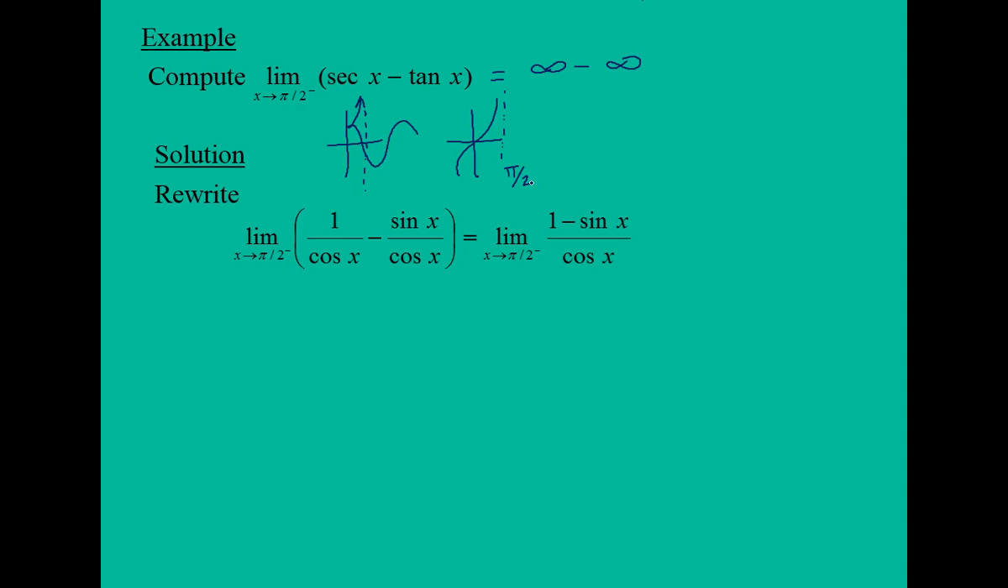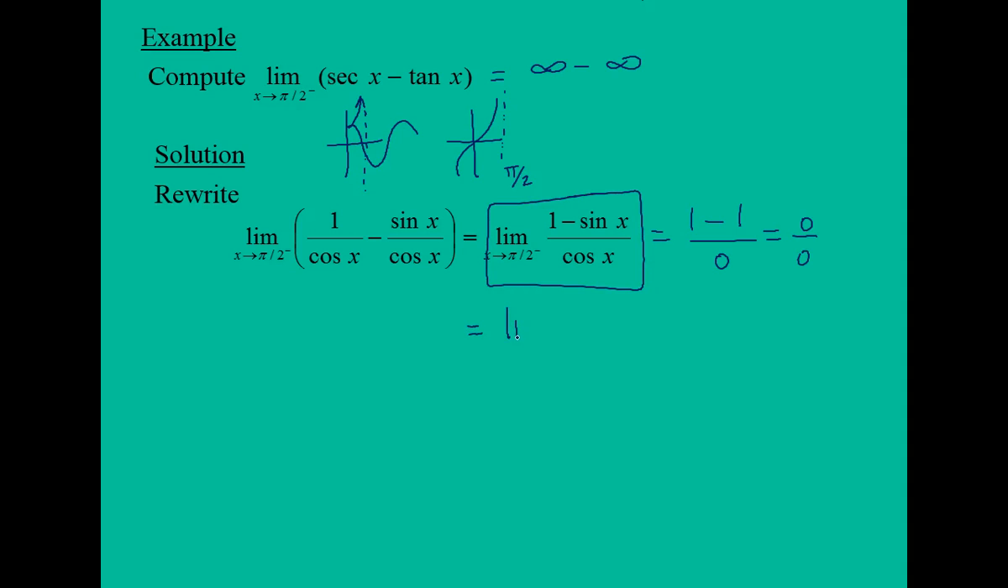Now look at what happens when we combine these, because we have a common denominator. And if we used direct substitution at this point, what would we get? Well, we would get 1 minus the sine of x, as x approaches pi by 2, the sine of pi by 2 is 1. And then the limit of the cosine of x as x approaches pi by 2 would be 0. So now we get our indeterminate form, and we can apply L'Hopital's rule on this form right here.